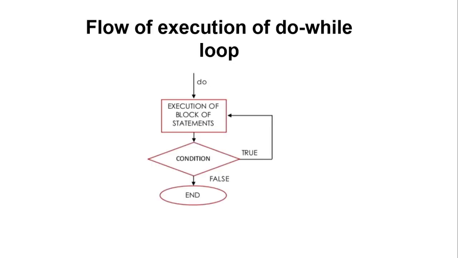Now let's see the flow of execution of the do-while loop. It starts with the initialization of a variable which is executed only once, which is similar to the for loop. Do, and then it executes the block of statements, then goes to the condition where it is evaluated whether it is true or false. If the condition is false, the do-while loop is terminated. If the condition is true, it executes the block of statements again.